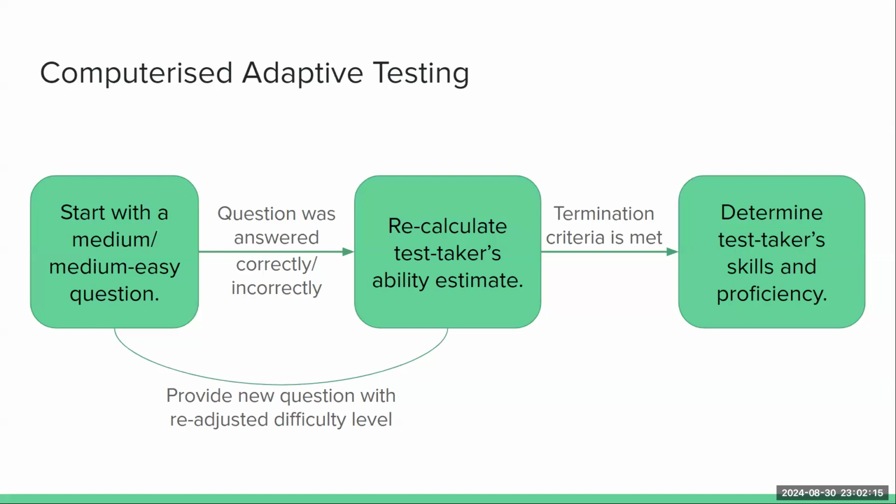So you usually start with a medium or medium easy question. If the question was answered correctly or incorrectly, the system would recalculate the test taker's ability estimate and keep providing them with new questions with readjusted difficulty levels based on the correctness of the previous questions. Once the termination criteria is met, the test software can determine the test taker's skills and proficiency. This is usually much more efficient than traditional test taking methods because you can very quickly determine the level and proficiency of a user using much fewer questions.